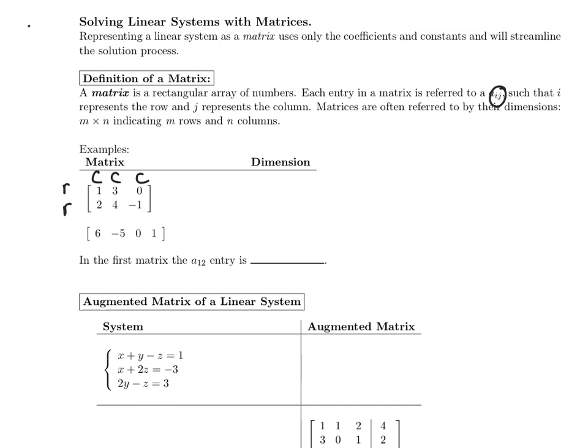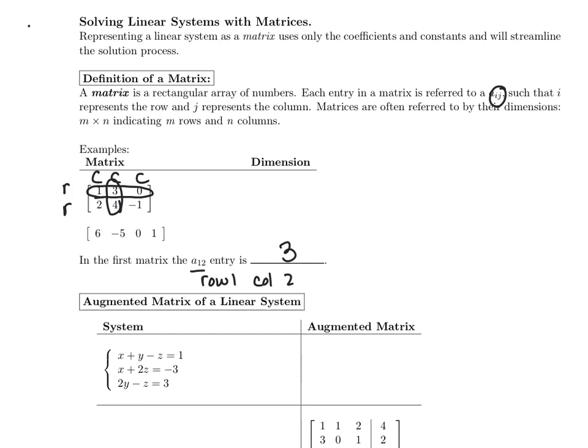So if I said down here, if it says A12, that'd be A, row 1, and then column 2. So row 1 is this first row, column 2. So row 1, column 2 would be the number 3.